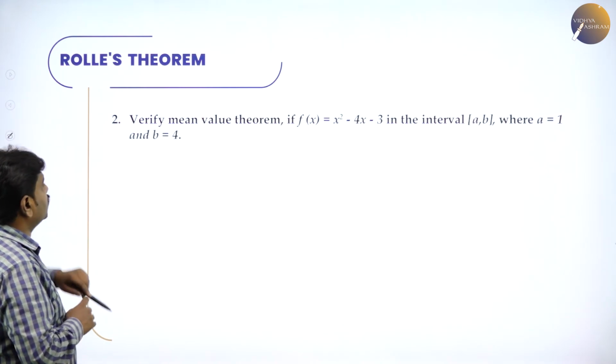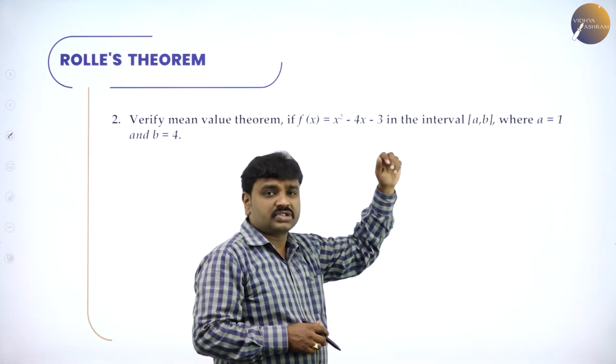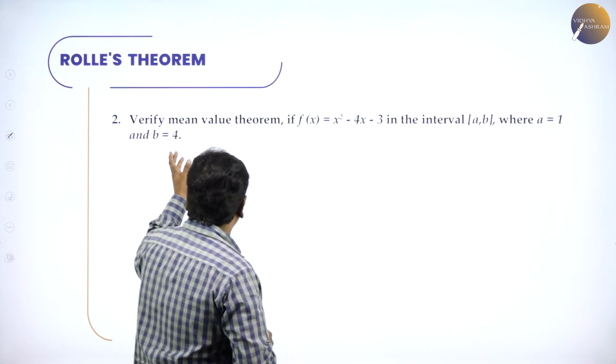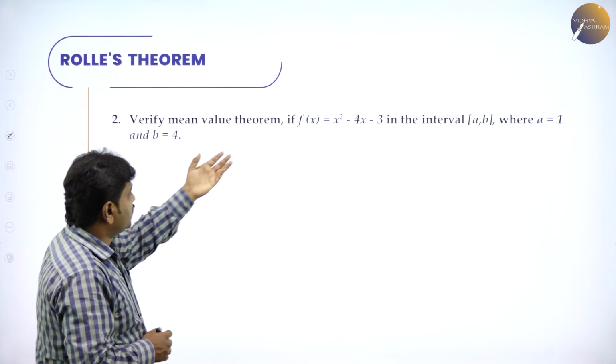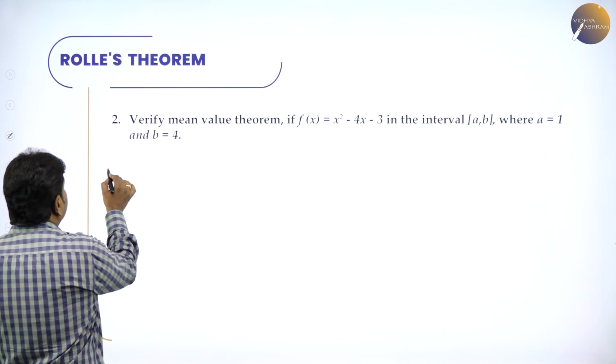Next we have one more problem. F of x they give. It's a polynomial. It is continuous in the closed interval. It is a polynomial, it is differentiable in the open interval, and a value is 1, b value is 2, and it's a degree 2. If you differentiate, it will become degree 1, you can solve it. So now f of x is what?